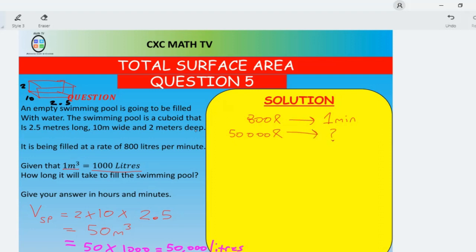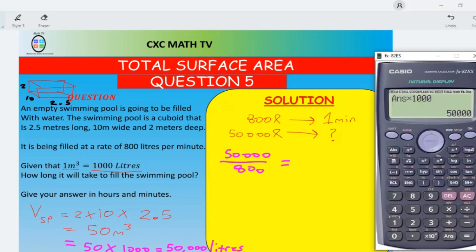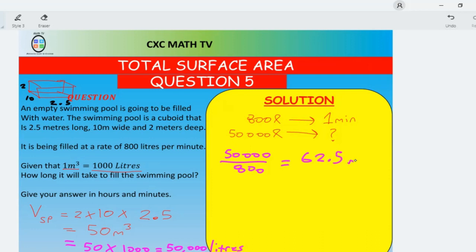We just do the division. So 50,000 divided by 800 in our calculator gives us 62.5. So 62.5 minutes. So really and truly, it takes 1 hour and 2.5 minutes. That's how long it's going to take to fill the swimming pool. 1 hour and 2.5 minutes. This is a very nice volume question. Very, very nice.